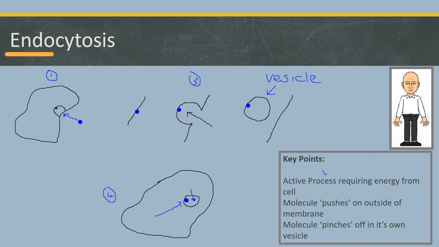It's an active process requiring energy, and essentially the molecule pushes on the outside of the cell membrane and it pinches off in its own vesicle or transport bubble. Now, an example of a molecule that might do that would be a bacteria. So you can give that as an example in your test. You could also say that cholesterol does that.